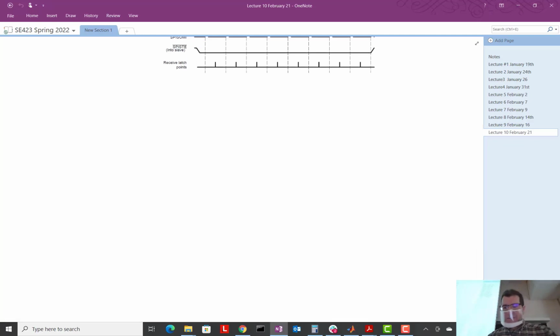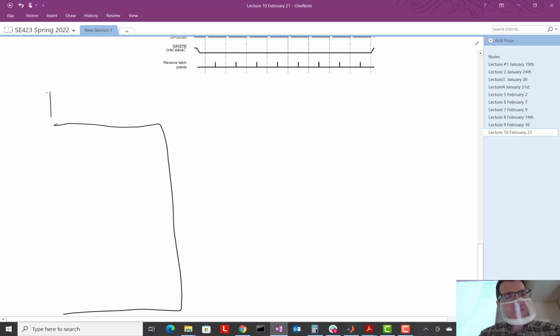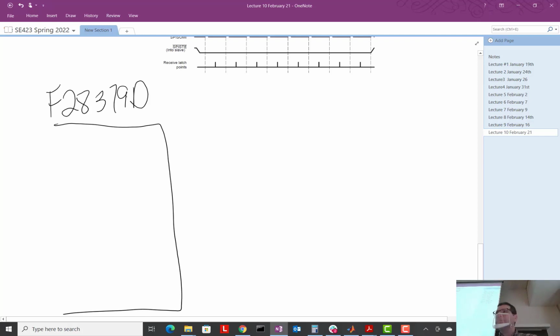And so what you're going to see me drawing when I talk about SPI a lot is, again, our F28379D processor. And then a part of this processor is the SPI peripheral. Actually, there's 3 of them. There's SPI A, B, and C. I think we're going to be using B, but either way.